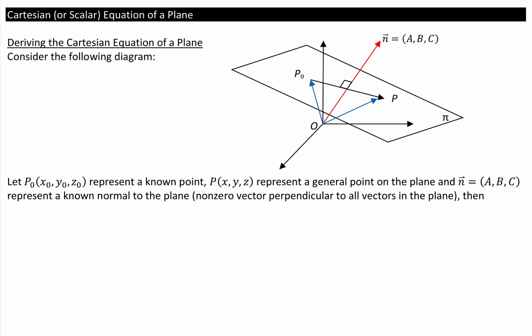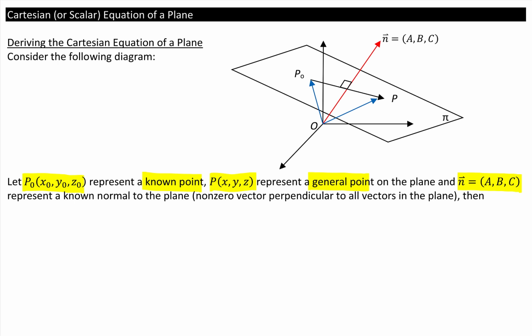If you let P0 represent a known point, and P represent a general point on the plane, and N represent a normal to the plane. And all a normal is, is a vector that's perpendicular to all vectors in this plane. So this normal vector is perpendicular to the plane.